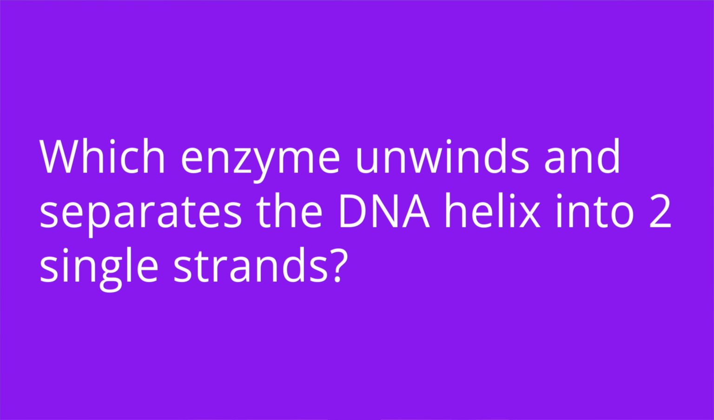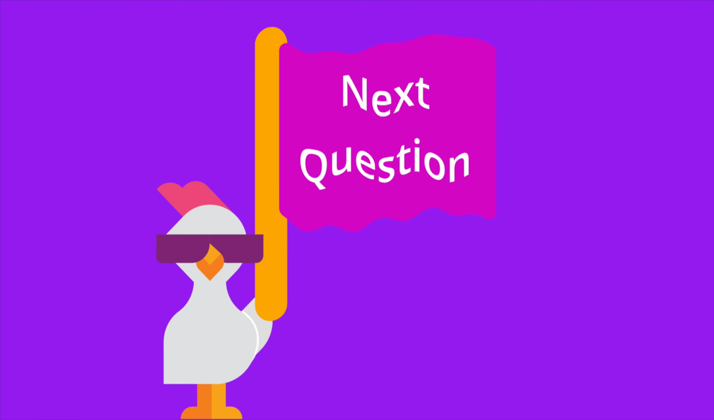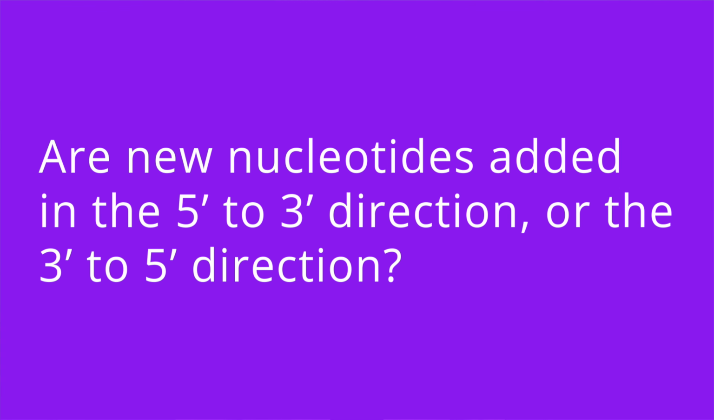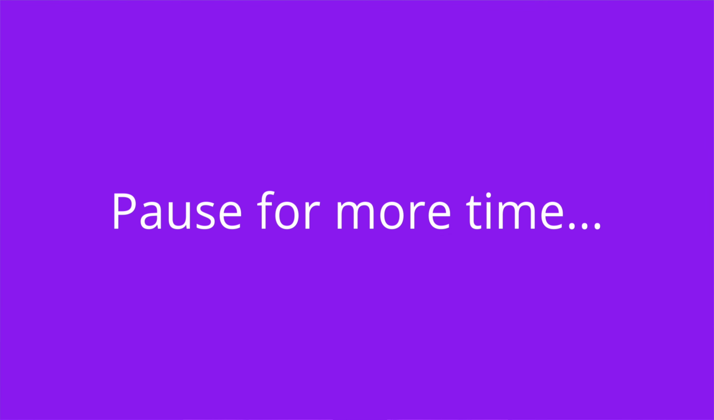All right, it's quiz time, and I have 4 questions for you. Question number 1. Which enzyme unwinds and separates the DNA helix into 2 single strands? The answer is helicase. Number 2. Are new nucleotides added in the 5' to 3' direction or the 3' to 5' direction? The answer is in the 5' to 3' direction only.